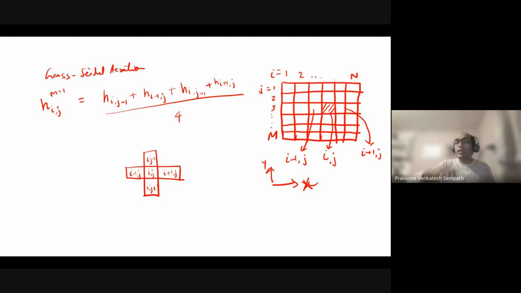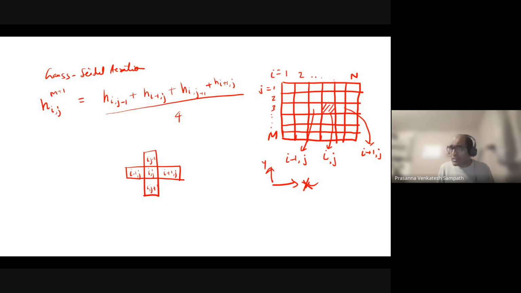Now, when I do this computation, I'm not randomly going from any I comma j to another I comma j. I will go in a systematic manner. First, I'll start from j equal to 1, and then I'll go through all these cells from I equal to 1 to n. Then I go to the next row, j equal to 2, then I go for all these cells and so on.